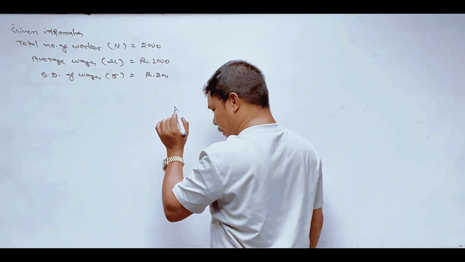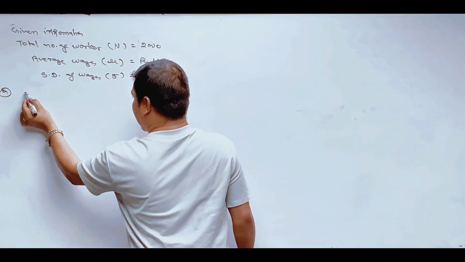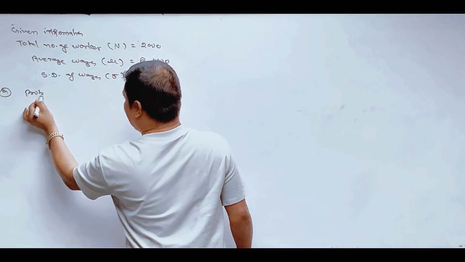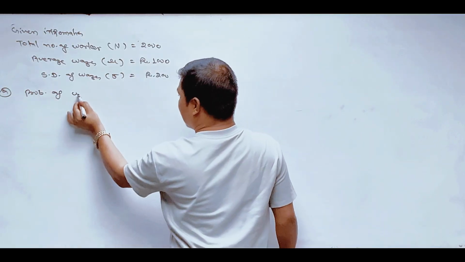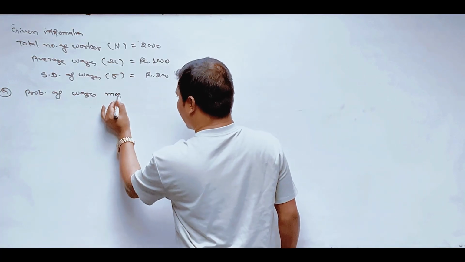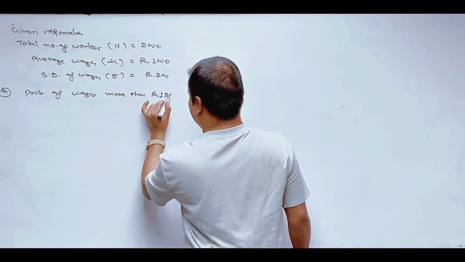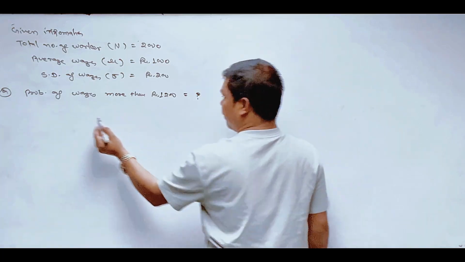So we solve the first question. The first question is A. What is the chance of getting, what is the probability of wages more than rupees 1,200?